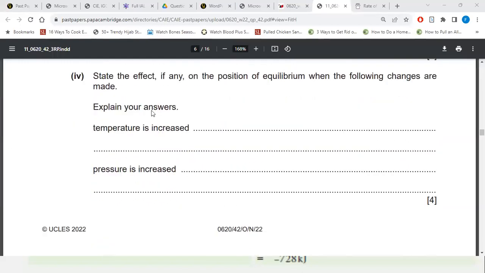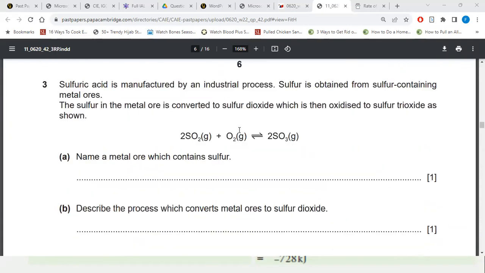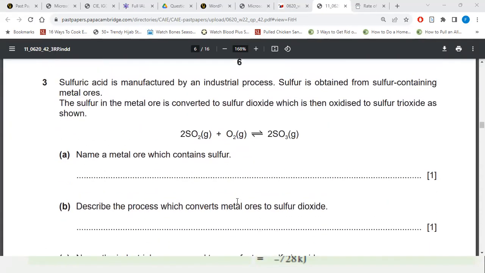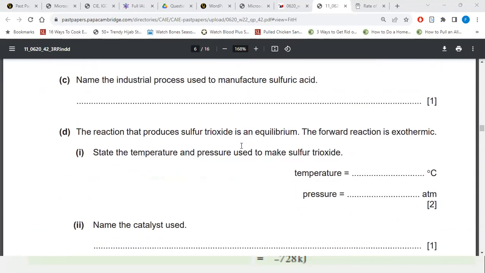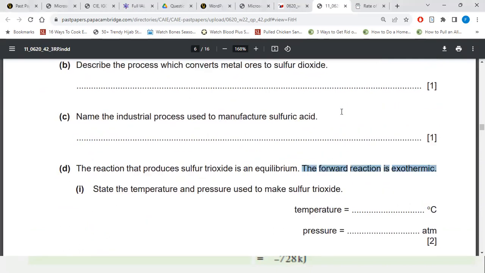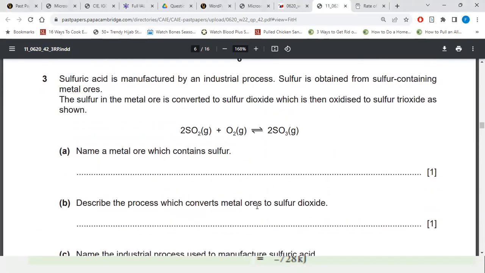Correct. Now state the effect, if any, on the position of the equilibrium when the following changes are made. Temperature is increased. So let's take a look. What have they told us? They have told us the forward reaction is exothermic. So let's write that down.